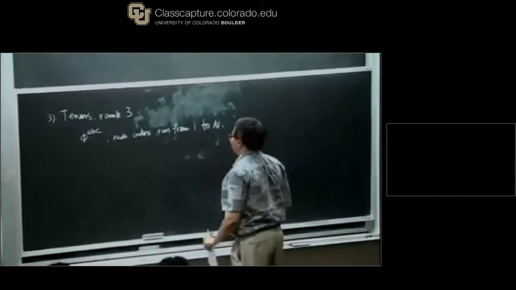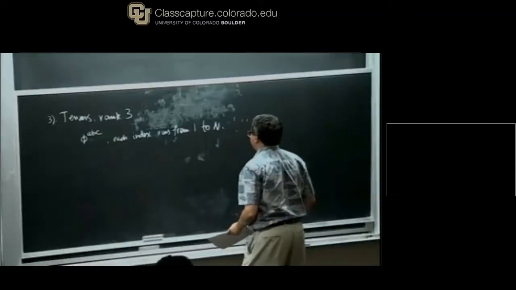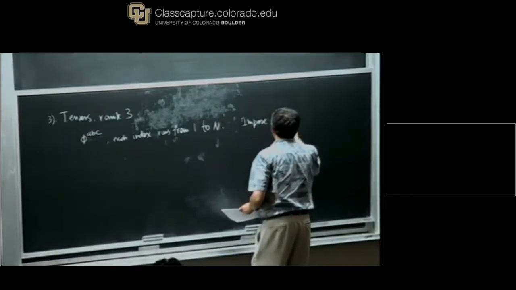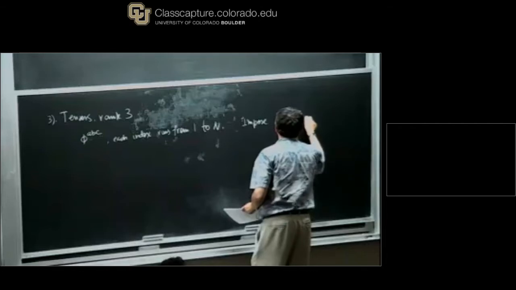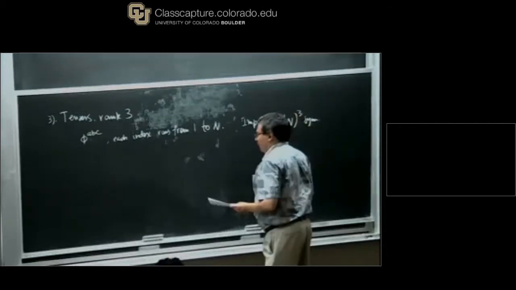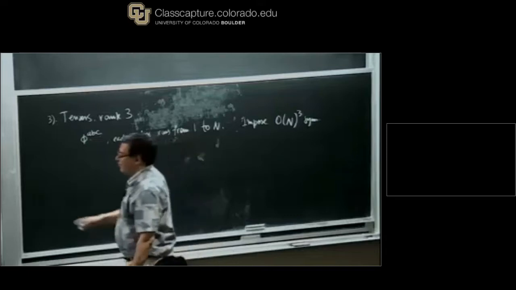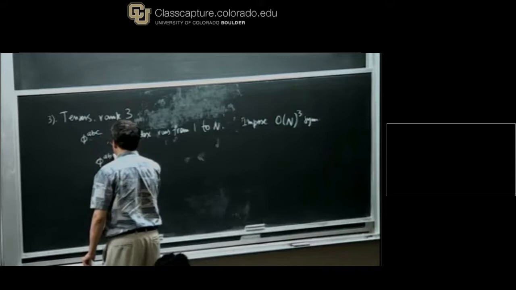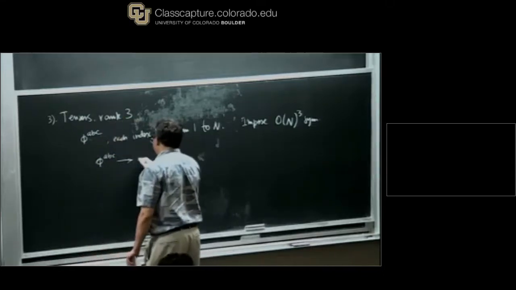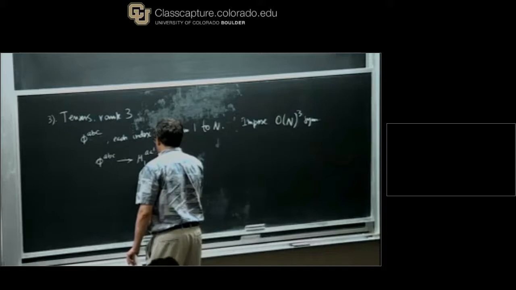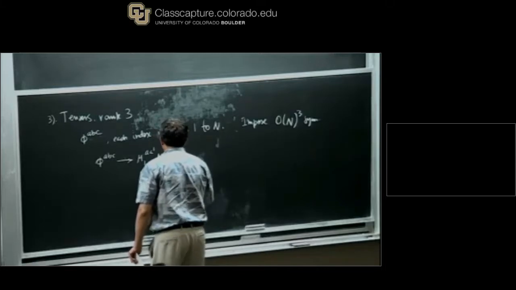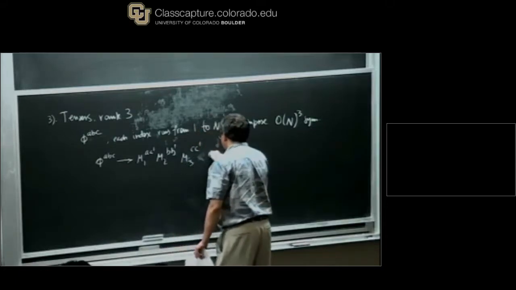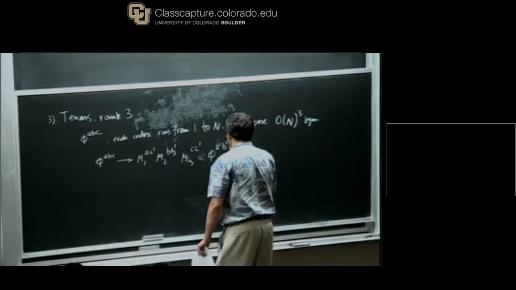Each index runs from 1 to n, and we want to impose O(N) cube symmetry. The symmetry acts in a completely analogous way to here: phi ABC goes to M1 AA prime, M2 BB prime, M3 CC prime times phi A prime, B prime, C prime.